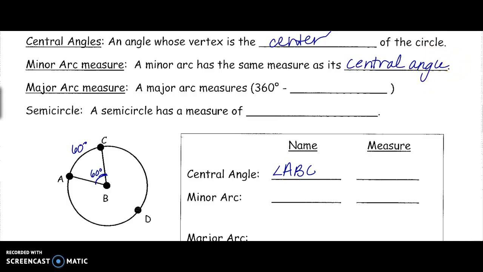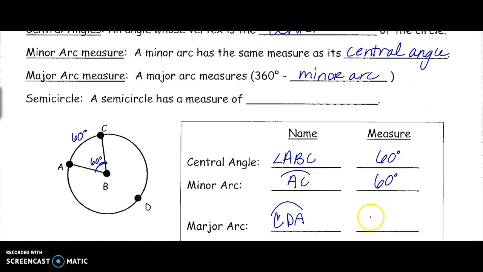Now, in a circle, we have 360 degrees. So if our minor arc is 60 degrees, what is left for the major arc CDA? Here's our major arc. To find the major arc measure, you do 360 minus the minor, and that gives you the measure. So 360 minus 60 would be 300. And one thing to always remember is that a semicircle always has a measure of 180 degrees.